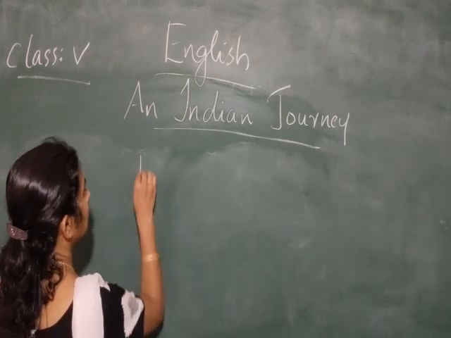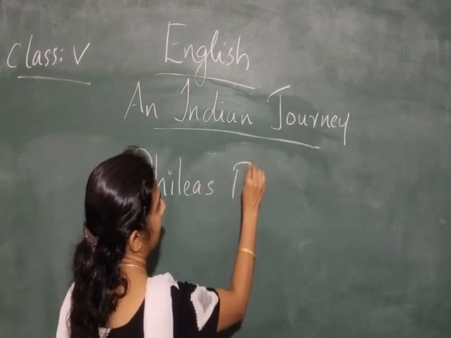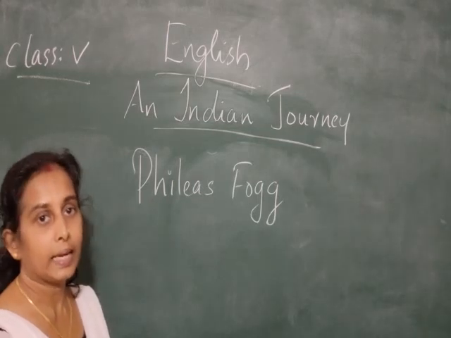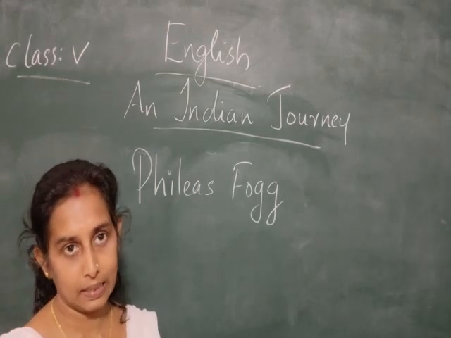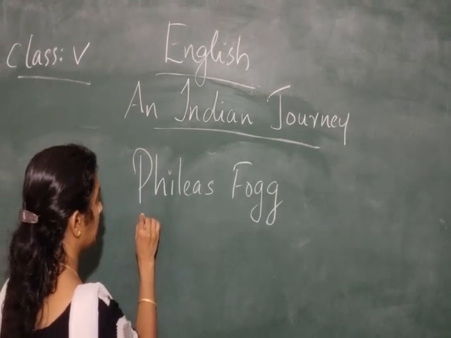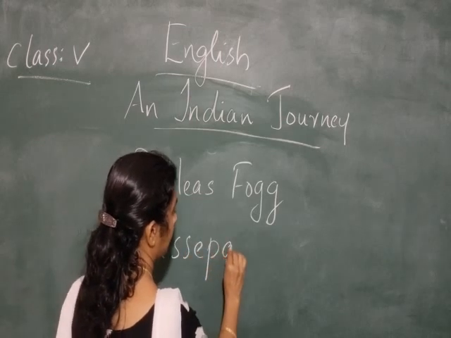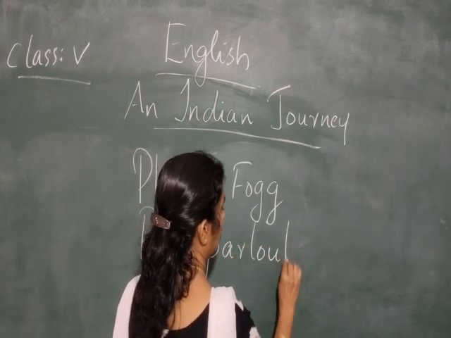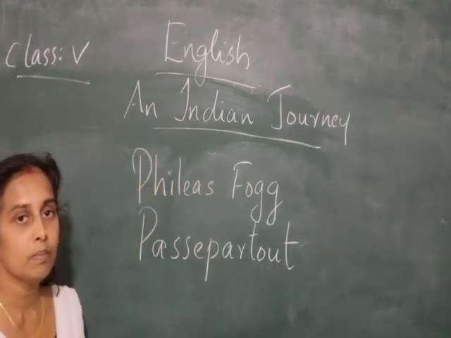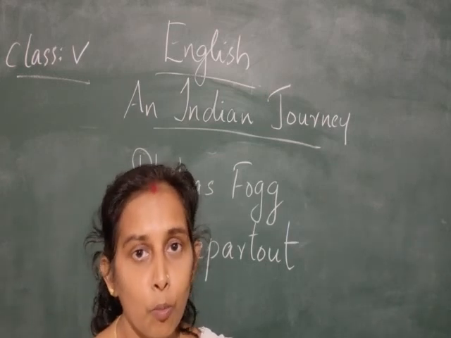Who is the person? Phileas Fogg. He started the journey. He had a companion in his journey, that is his butler. Butler is a male servant. What's the name of the butler? Passepartout. It's pronounced as Passepartout. And both of them started their journey from Mumbai.